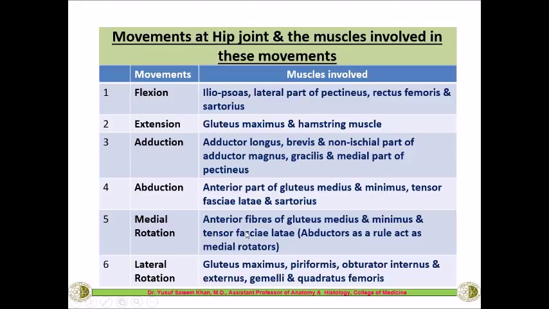As a rule, the muscles which help in abduction, the abductors, also act as medial rotators. So all the muscles which can help in abduction also help in medial rotation. So it's the same muscles: the anterior fibers of the gluteus medius and minimus, as well as the tensor fasciae latae, help in medial rotation. The lateral rotation is done by the gluteus maximus, piriformis, obturator internus, obturator externus, gemelli, as well as the quadratus femoris. All the muscles of the gluteal region help in the lateral rotation of the hip joint.